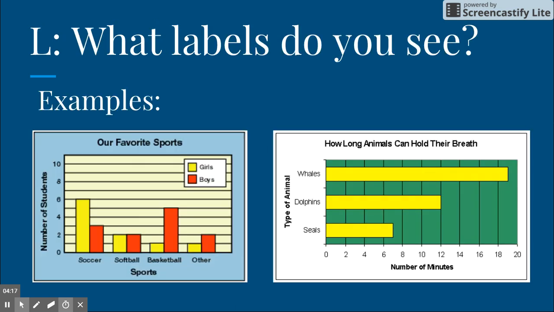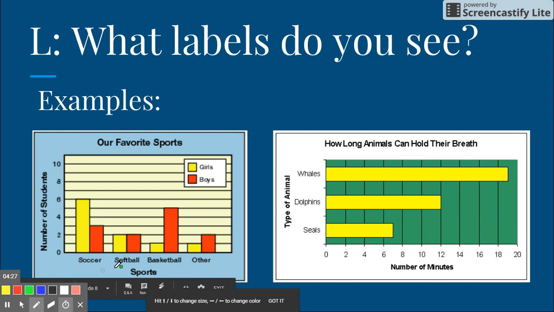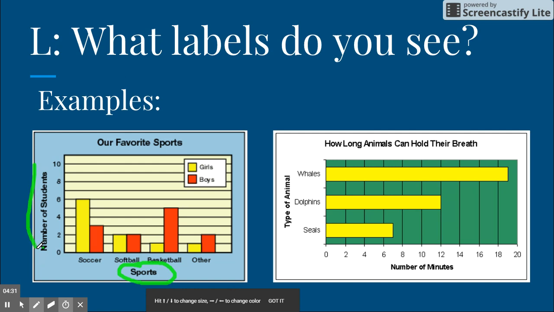So let's look at those charts we saw at the beginning. We already identified that the title was our favorite sports, and so they've identified the axis labels down here as sports, and then number of students.